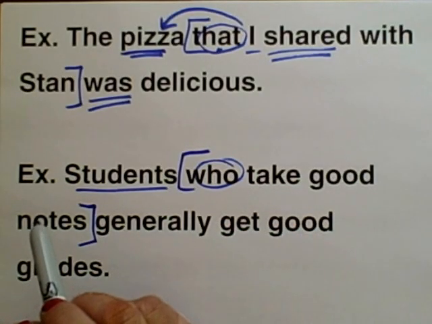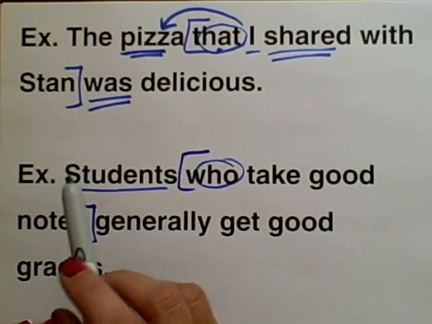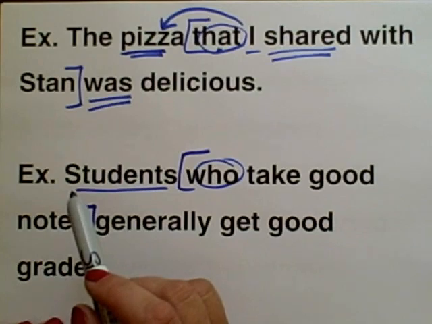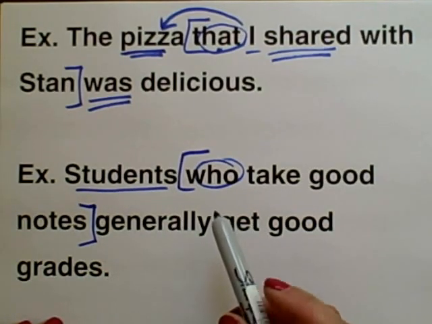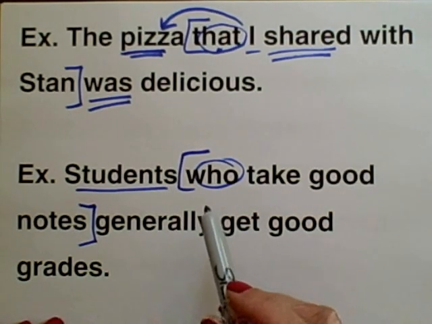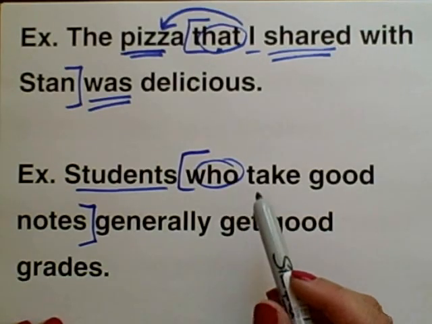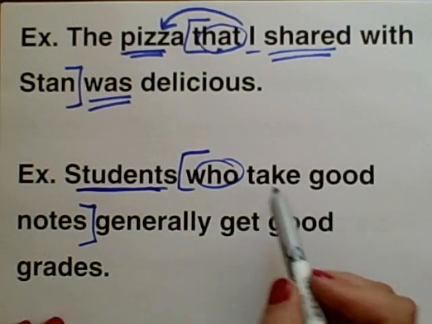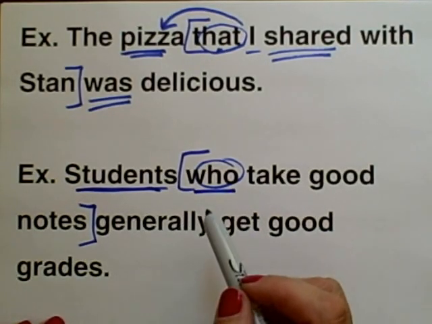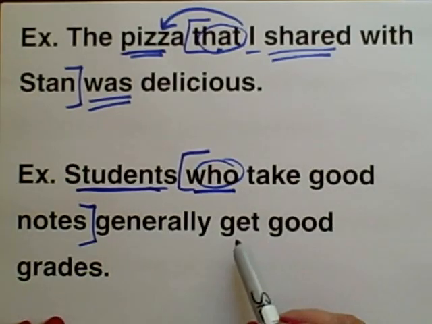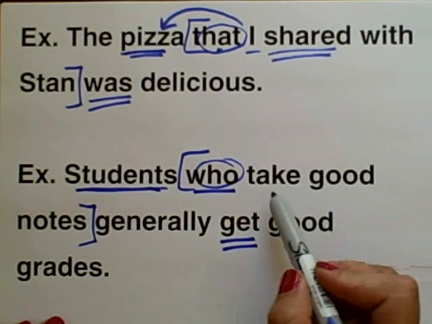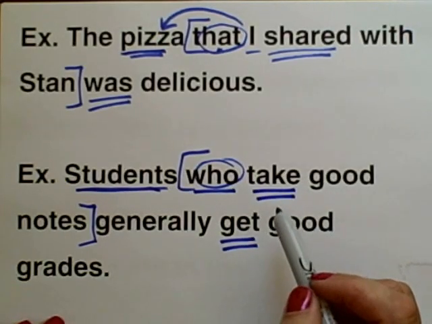Another way you can check is to find both subjects and both verbs, like we did in the last sentence. In relative clauses, it will sometimes look like there is no subject. In that case, the relative pronoun itself is the subject. So here we have students as the subject of our main clause and who as the subject of our subordinate clause. For our verbs, we have get, the verb in our main clause, and take is the verb in our subordinate clause.